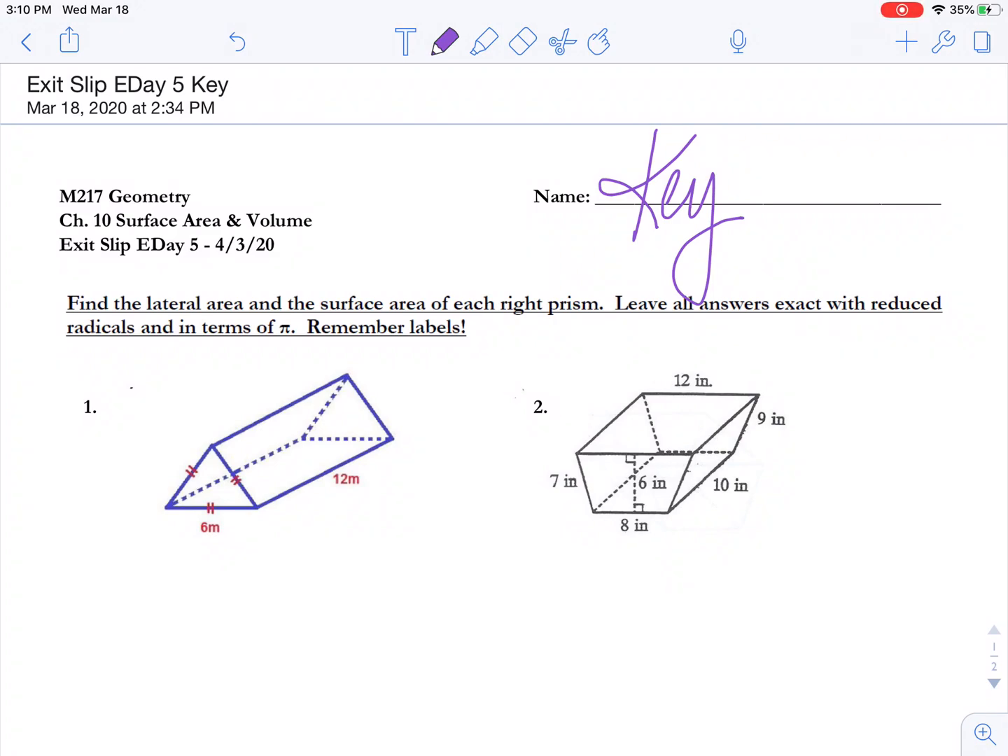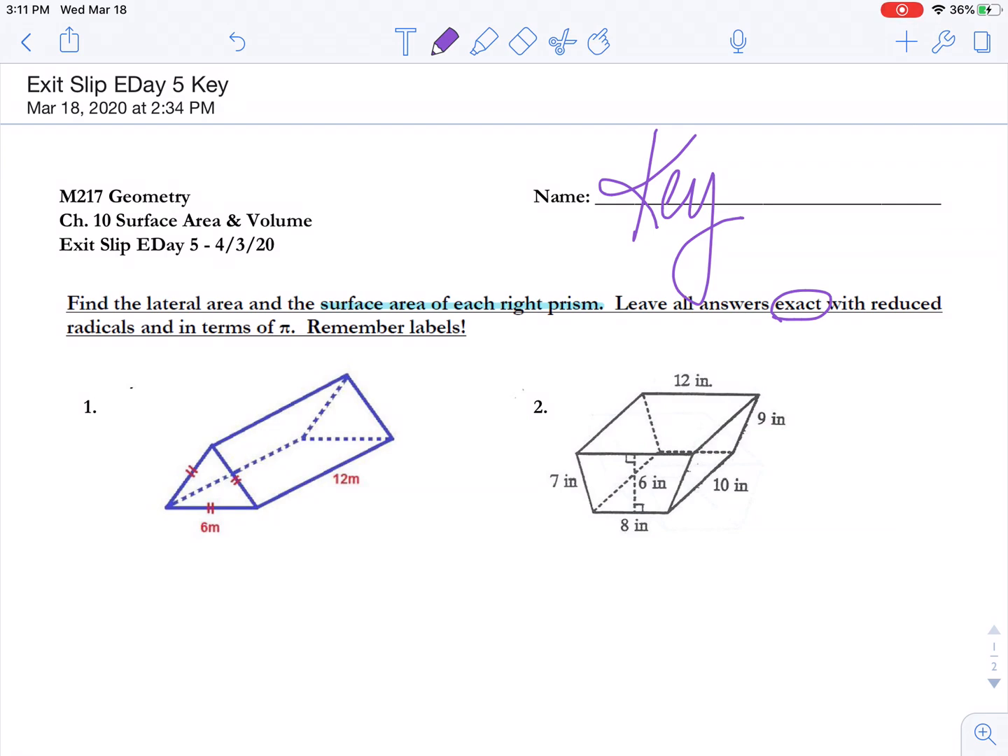All right, moving right along to exit slip 5. Just kind of putting all the formulas together here. Let's get started. Numbers 1 and 2 want us to find the surface area of each right prism. It's important to read the directions so you know what they're asking you to find. Leave all answers exact with reduced radicals and in terms of pi, meaning no decimals.